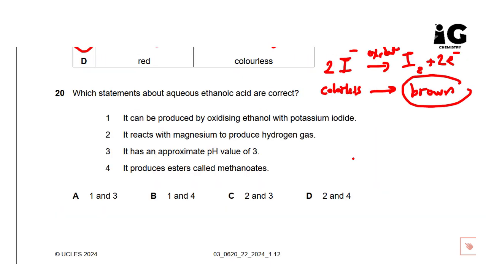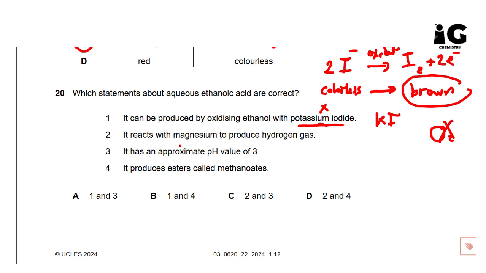Number 20, which statements about aqueous ethanoic acid are correct? Number 1, it can be produced by oxidizing ethanol with potassium iodide. So actually this is not correct, because we need an oxidizing agent like KMnO4 or K2Cr2O7. So here we need an oxidizing agent containing oxygen. Potassium iodide, KI, does not contain oxygen. So this one does not work with ethanol, because we can oxidize ethanol by an oxidizing agent to finally form ethanoic acid. So this one is not correct because of the potassium iodide.